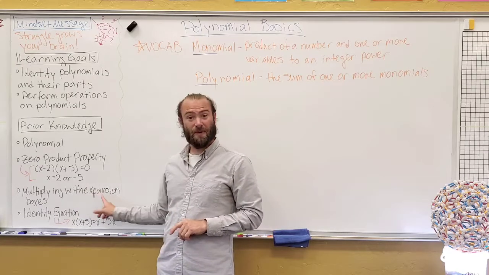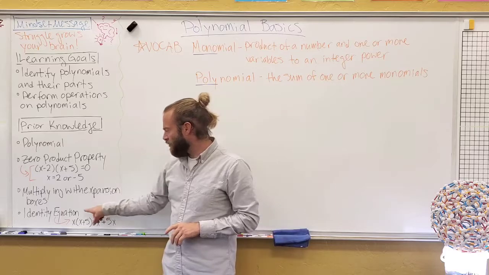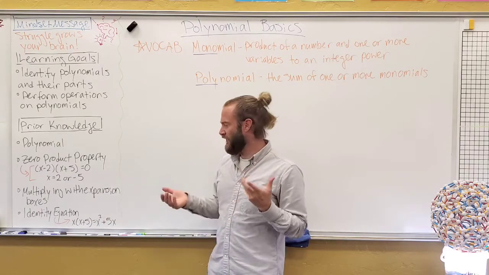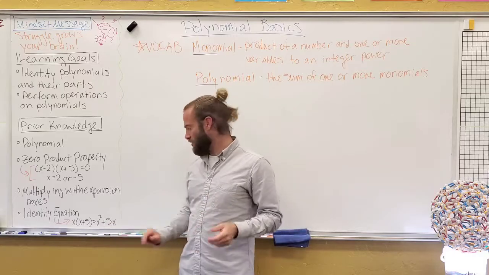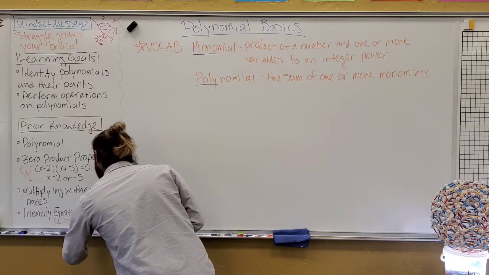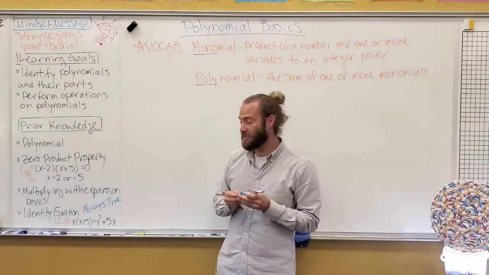Multiplying using expansion boxes, and then what is an identity equation? That's something that you should be familiar with, but maybe you forgot. An identity is just an equation that's always true. In fact, I should have put that here. It's an equation that's always true, aka it has infinite solutions.